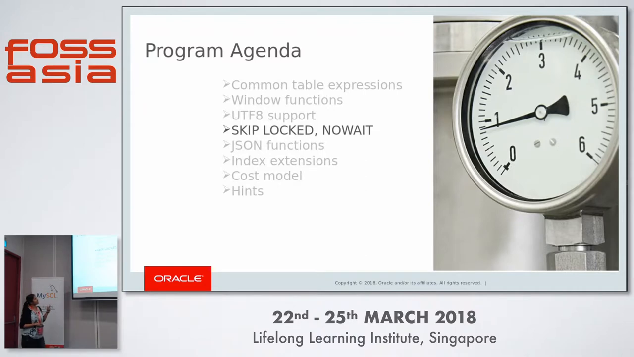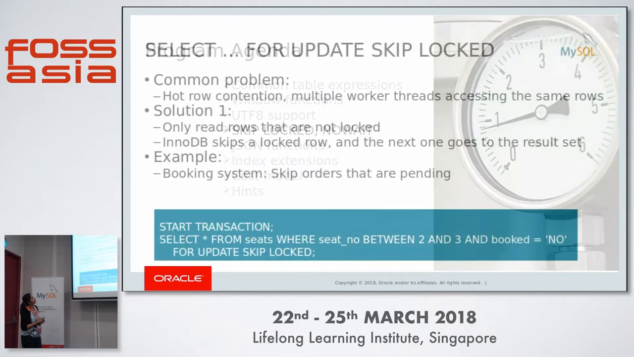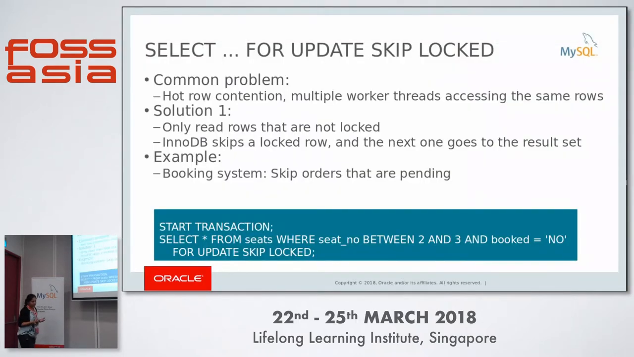And the next feature that we have added is a very simple syntax, but most commonly required by a booking system. The most common problem that you see is hot row contention, when multiple threads are trying to look at the same rows. So we have provided two solutions for this problem in 8.0. The first one being, the application can have logic to skip the rows that are locked, or you can say that I do not want to wait for the lock.